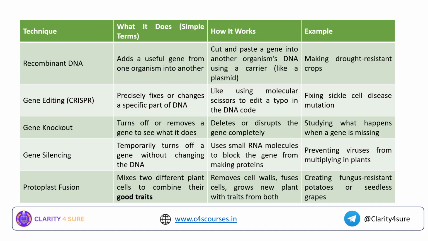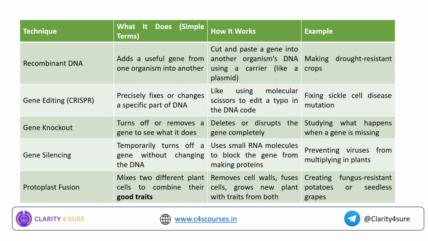So what is gene silencing? Gene silencing is the opposite of gene knockout. Whereas in gene knockout we will be permanently removing or permanently turning off a particular gene, in gene silencing we will be turning off a particular gene temporarily without changing any structure of the DNA. Whereas in gene knockout, when there is a removal or complete turning off of a gene, there will be a disruption done to the DNA.